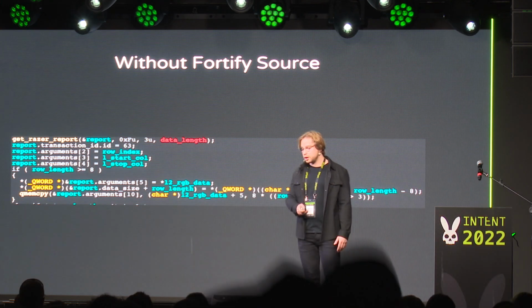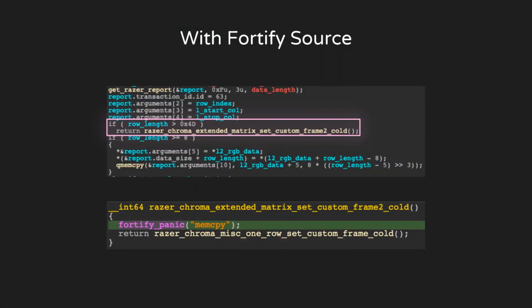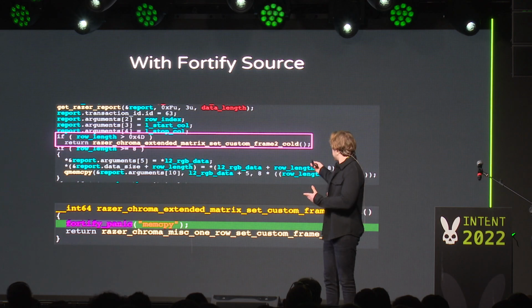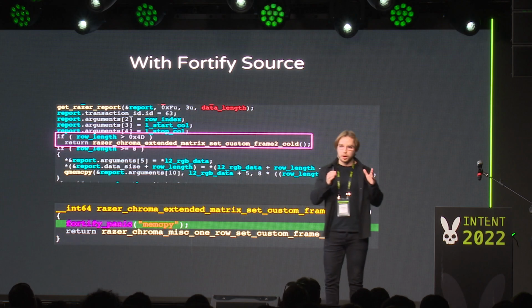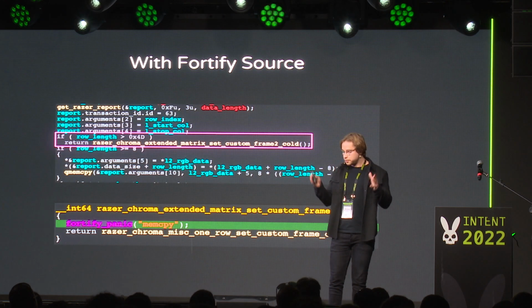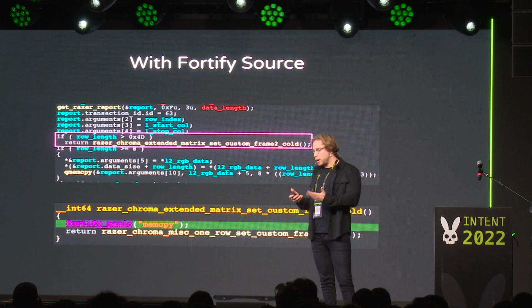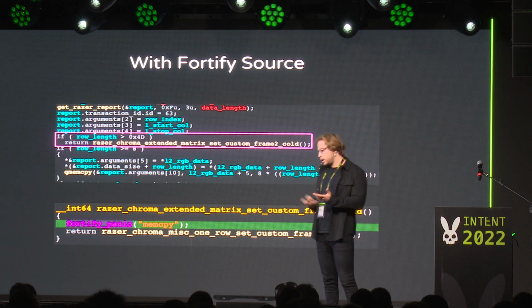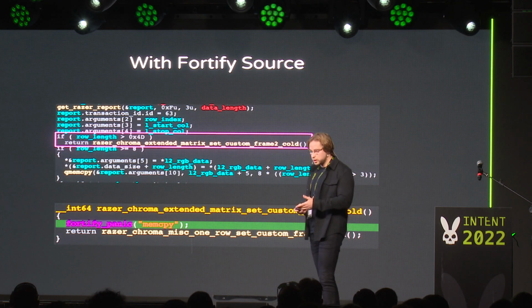But if we're checking the disassembled code with Fortify source enabled, we can indeed see that there's another check that has been inserted on the row length, checking if the size that we want to copy into the buffer is bigger than hexadecimal 4D, which is exactly the size that we're allowed to copy into the buffer that we want to overflow. If we indeed fail this check, because we want to copy more than we actually can, we will call Fortify Panic, which will essentially crash our driver safely.